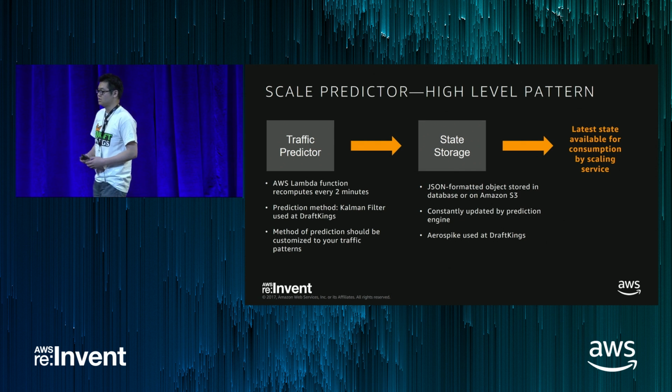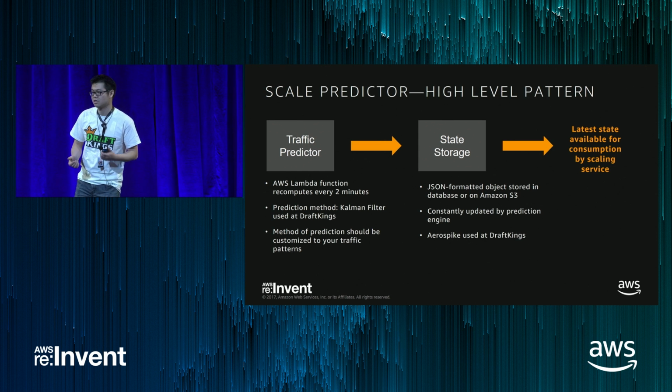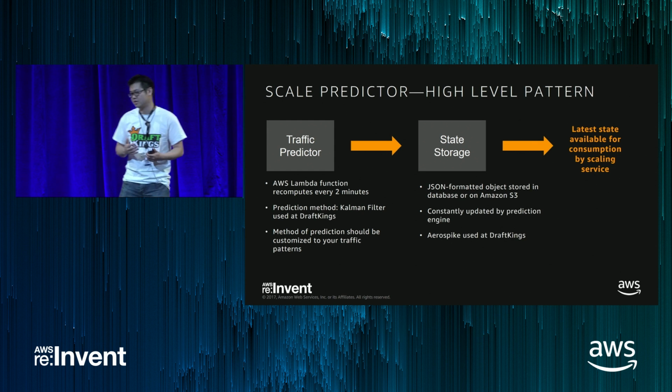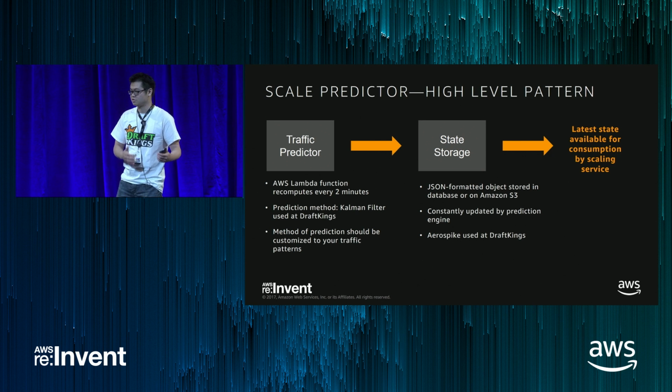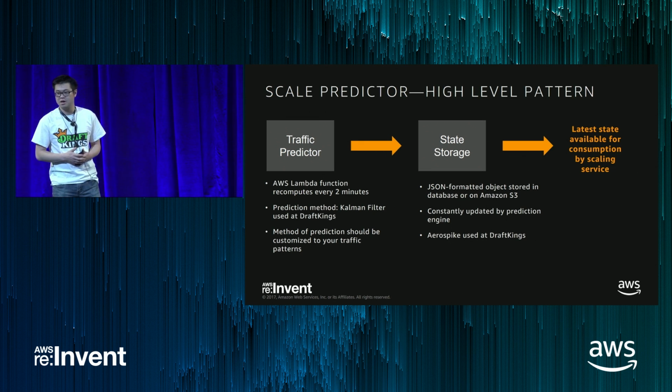This Lambda itself is triggered by a CloudWatch event rule. If you don't know what that is, it's basically like a crontab in the cloud. It plays very nicely with Lambda because Lambda is a function in the cloud and a CloudWatch event rule is a trigger in the cloud. They work well together. We set up this CloudWatch event rule to invoke this Lambda every 2 minutes.